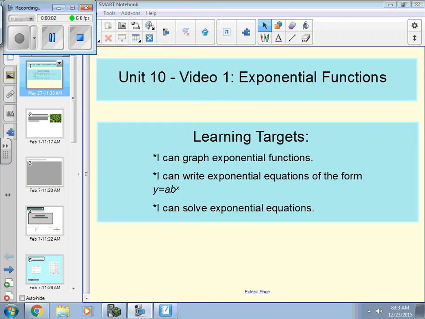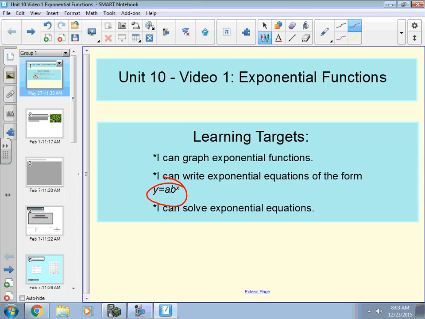This unit, we're going to be looking at exponential functions and the inverse of exponential functions later on. But today we're going to focus on these exponential ones so that you can know how to graph them, that you can write an exponential equation in this form. This is the form of exponential functions, and that you can also solve exponential equations.